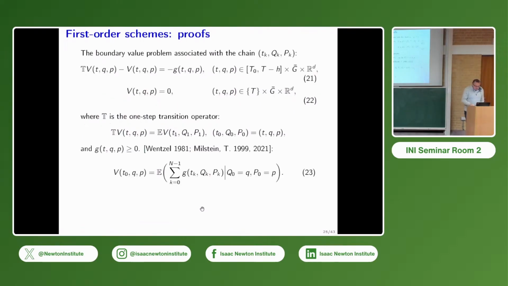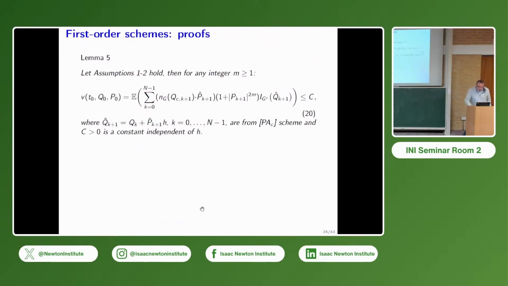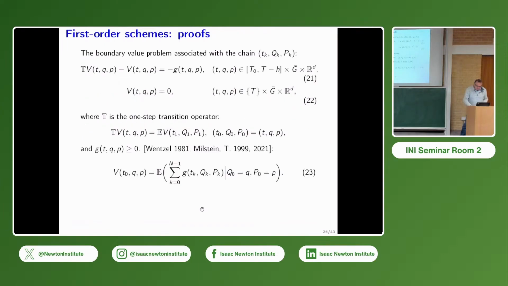To prove this lemma, we use the following construction. We write down the associated boundary value problem. T here is the one-step transition operator. And this boundary value problem has a solution, and the solution is of the form we need. We just need to write G here to get the expression which is in the lemma, this long expression, and then it will be exactly the small v we had here. So if I choose G of that form, then I will connect the two objects.